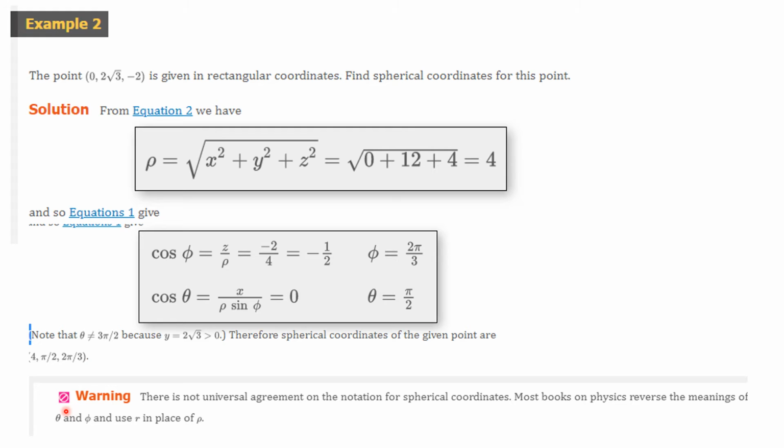Now, you should be warned that a lot of times, especially in your physics courses, they will reverse the meanings of some of these variables, in particular theta and phi, and sometimes they'll use r in place of what we call rho. So just be mindful of that when you look at different books or when you take different courses. But the concept is the same.